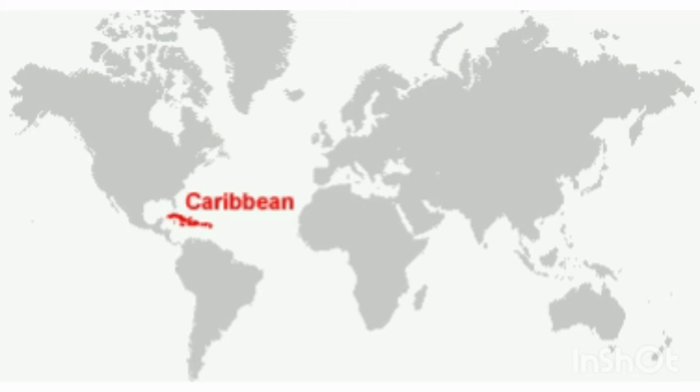Now let's understand the location of the Caribbean islands. The Caribbean is a region that consists of the Caribbean Sea, many islands and the surrounding coasts. On a map, you will find it southeast of the Gulf of Mexico and the North American mainland, east of Central America and the north of South America.